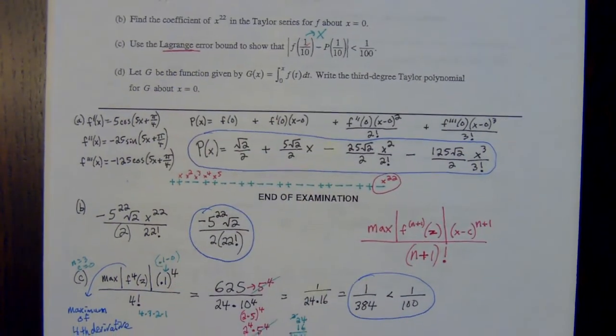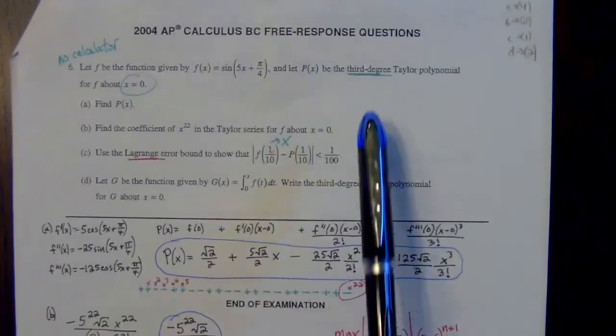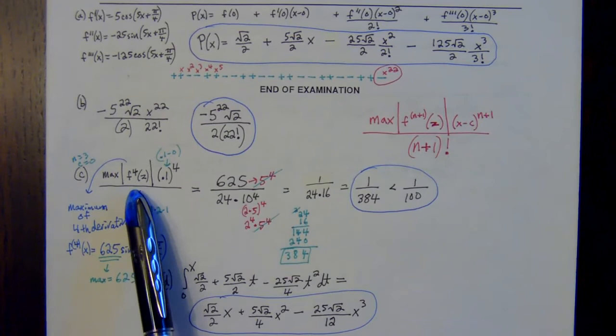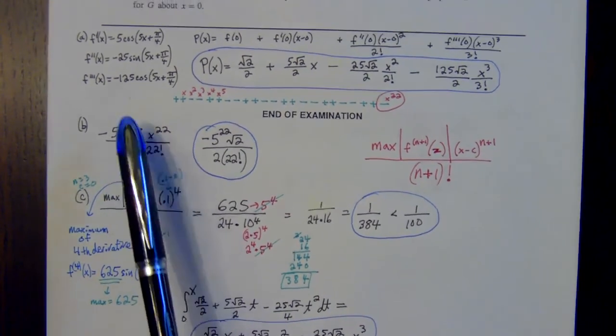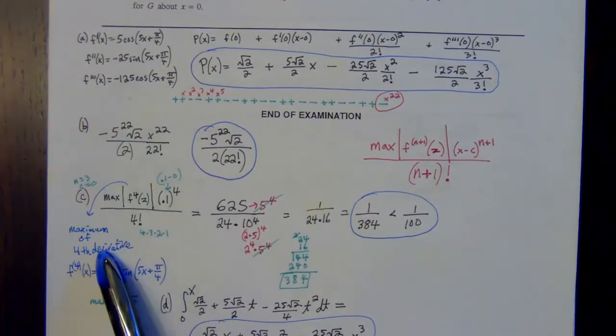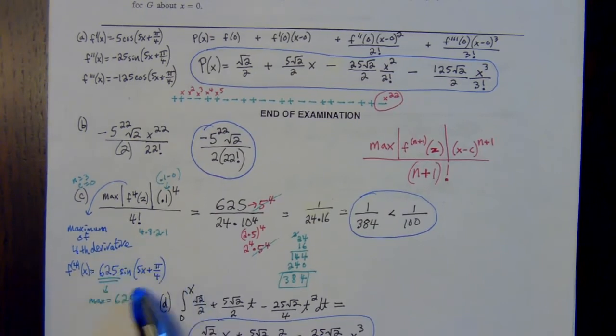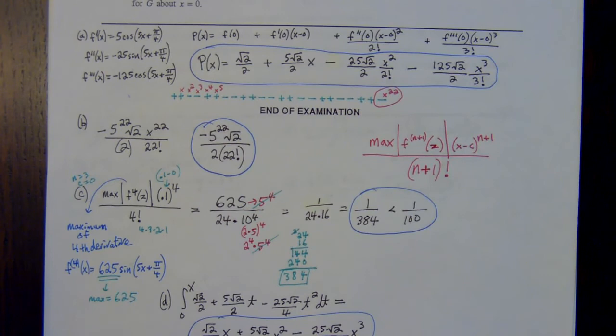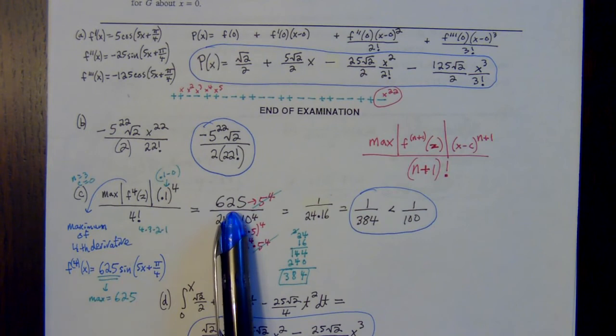So what we'll do, we'll need a maximum, and this gives us a third degree Taylor polynomial. So this time my n is 3, so we want to maximize the fourth derivative. Up here in part A, we already had the third derivative, so I had to take the fourth derivative and figure out what the maximum of that was. You know your sine graph, you're going to go up to 625 and down to negative 625 for that amplitude. It's not shifted up or down at all, so that would be your amplitude. And so the maximum of that is going to be 625.